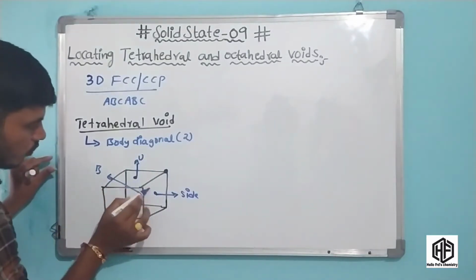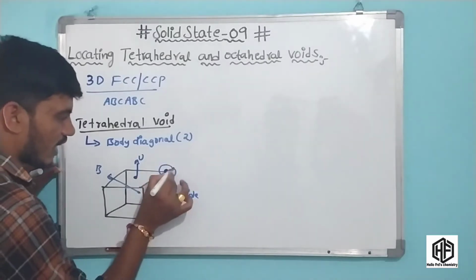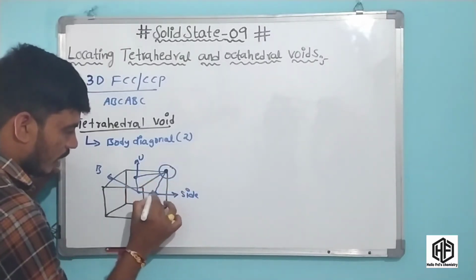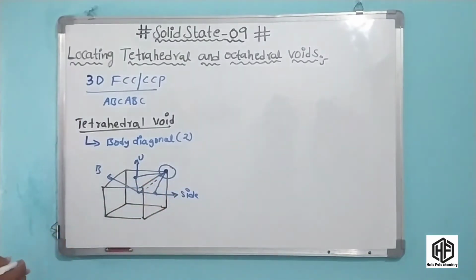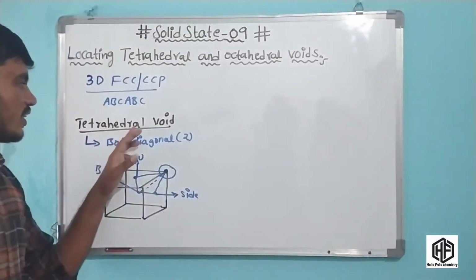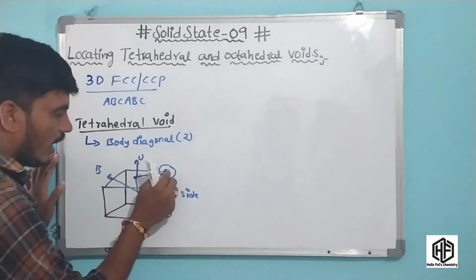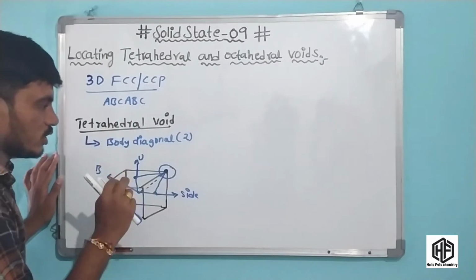Okay, friends, these four atoms are present there. This is the corner. These four atoms combine to form a void. That void is called a tetrahedral void. This is so important, friends. In face centered cubic close packing, tetrahedral voids are present along the body diagonals. Each body diagonal has two tetrahedral voids.